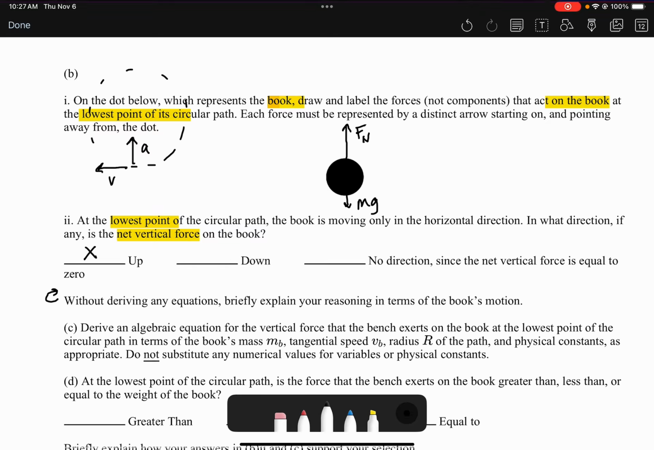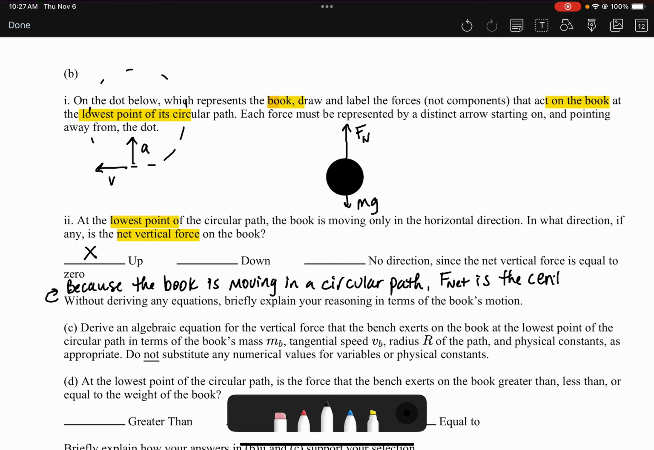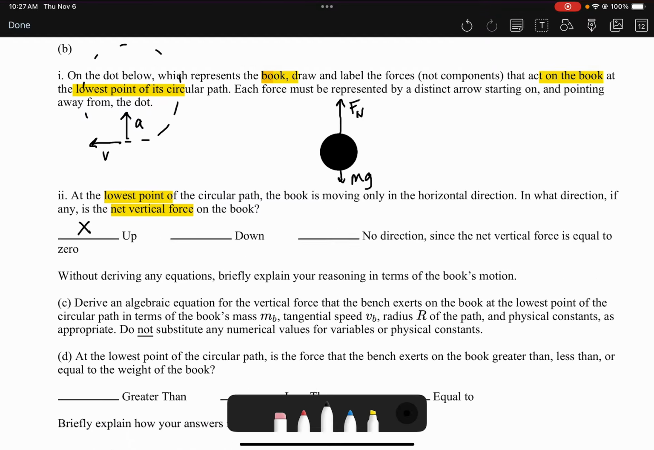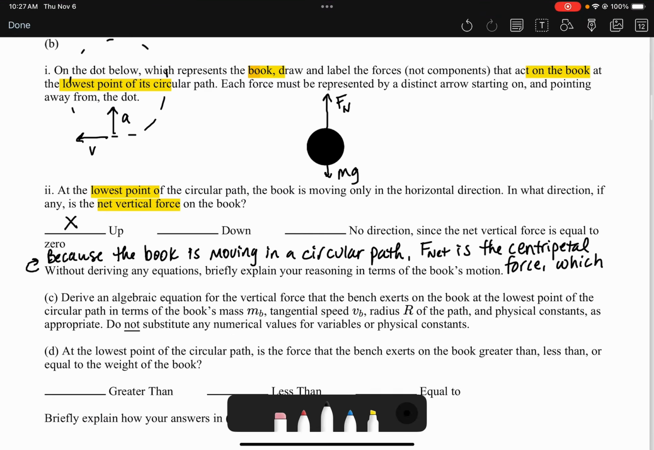All right, so our answer here is going to be something along the lines of, because the book is moving in a circular path, that means that the net force is the centripetal force, which is going to point towards the center of the circular path.